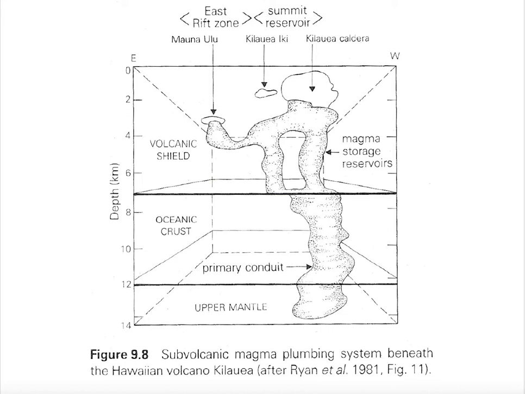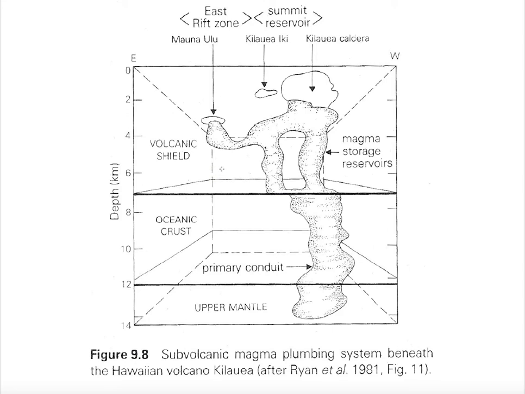So now we have here a cross-section of the subvolcanic magma plumbing system beneath the Hawaiian volcano Kilauea. And Kilauea is now the youngest volcano, and that is the active one. Here we have the Kilauea caldera, and here the Kilauea Iki, and then we have the summit reservoir, the east rift zone, and here we have Mauna Ulu.